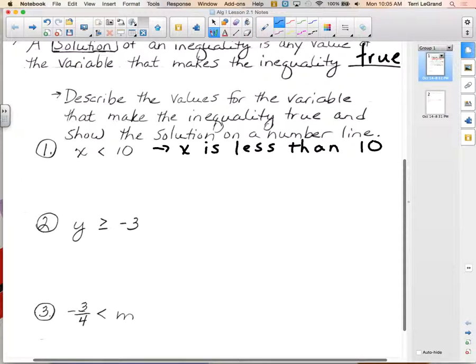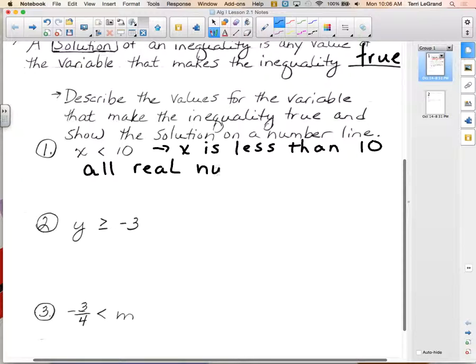Is 10 involved, by the way? Is 10 included? No. But how about 9? Yes. What about 9.99999999876? What about 9.7236789? How about 9.0000137? Could we begin to list all the values? Absolutely impossible. So what we would say instead is that we're going to describe it as all real numbers.